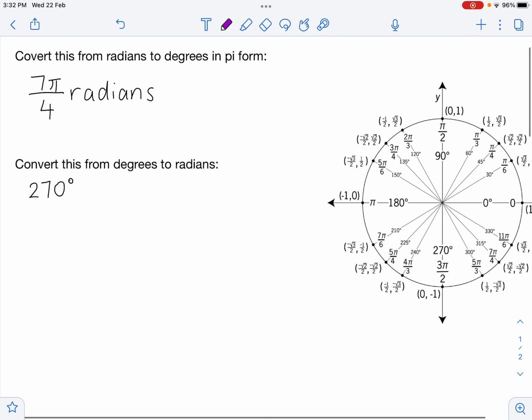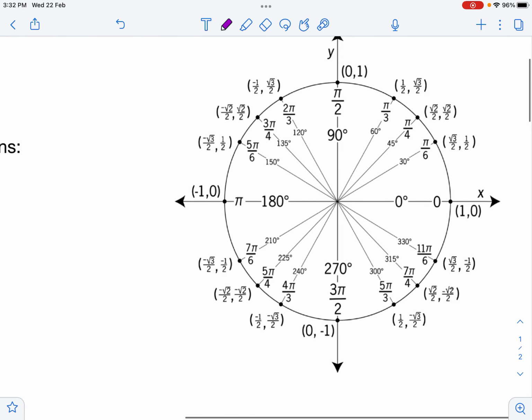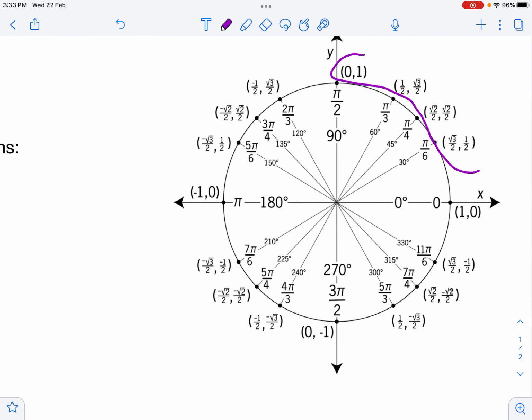So in this video, I'll be teaching you how to convert between radians and degrees. But before we get started on these example questions, let's first take a look at the unit circle. Last video, I talked about how these coordinates correspond with the special right triangles that we have learned before. But what we didn't cover are these fractions here with pi's in them.